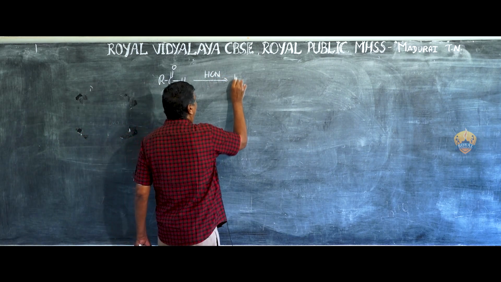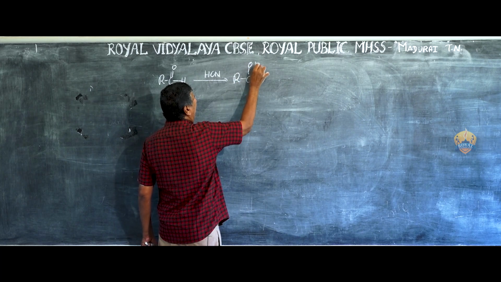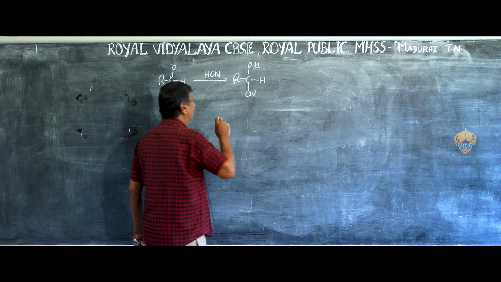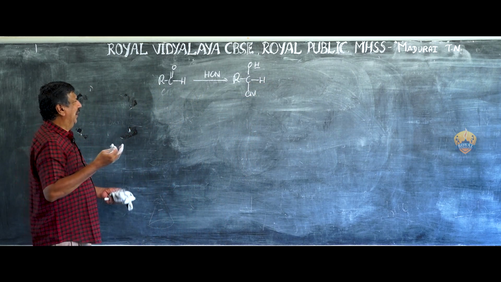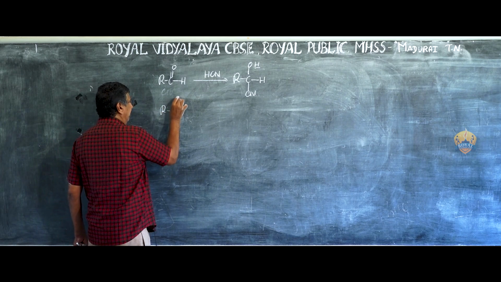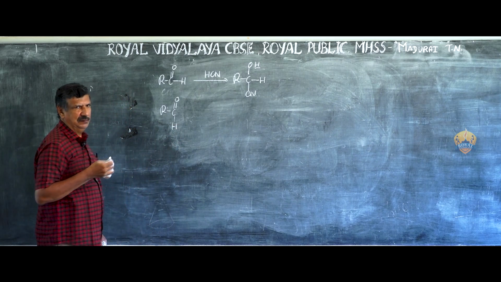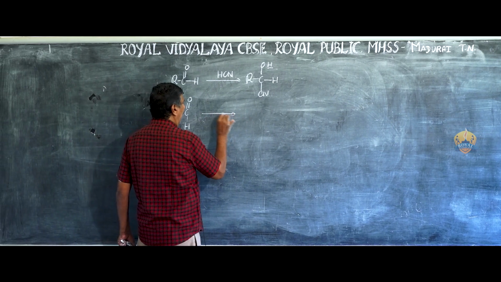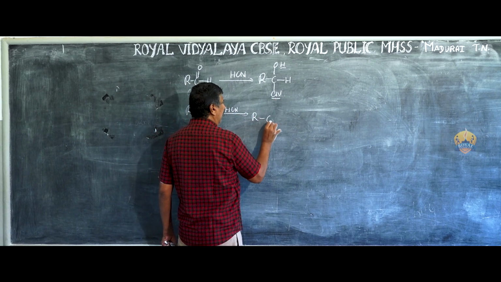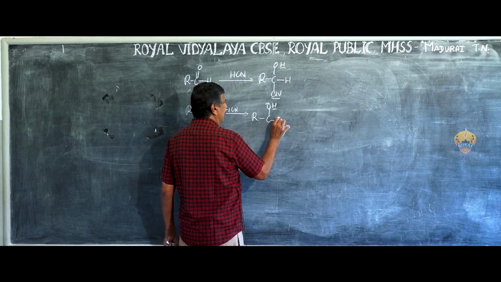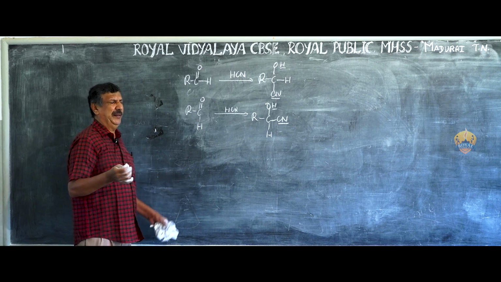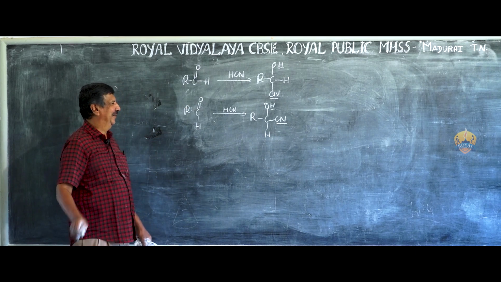The H will join at the top like this, and CN will join here like this. Or you can write like this. If you want, you can write like this. Like this also you can write. If you write like this, what would you say? Sir, H at the top, CN at the side. Both are correct. Of course, both are same.